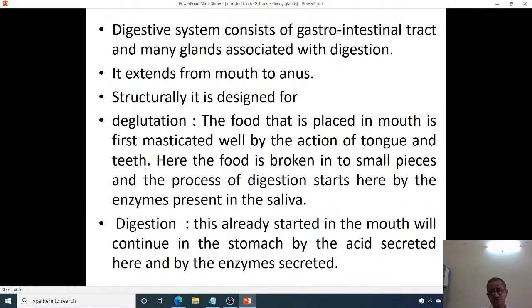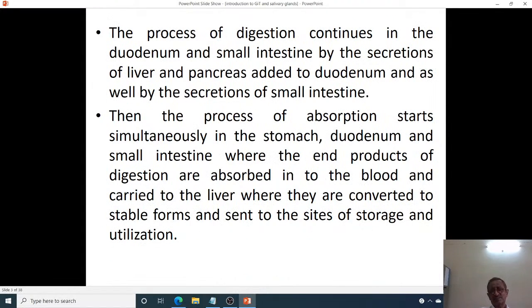Then, as it is made into minute particles and paste-like material, it is pushed into the stomach through the esophagus, and in the stomach there are various enzymes along with acid which act upon these things, and then here the digestion is continued. Still further lower are the duodenum, jejunum and ileum, the small intestine, where the secretions of the liver and the pancreas are added in the duodenum, and the secretions of the small intestine are added in the small intestine, and the procedure of digestion is a continuous process.